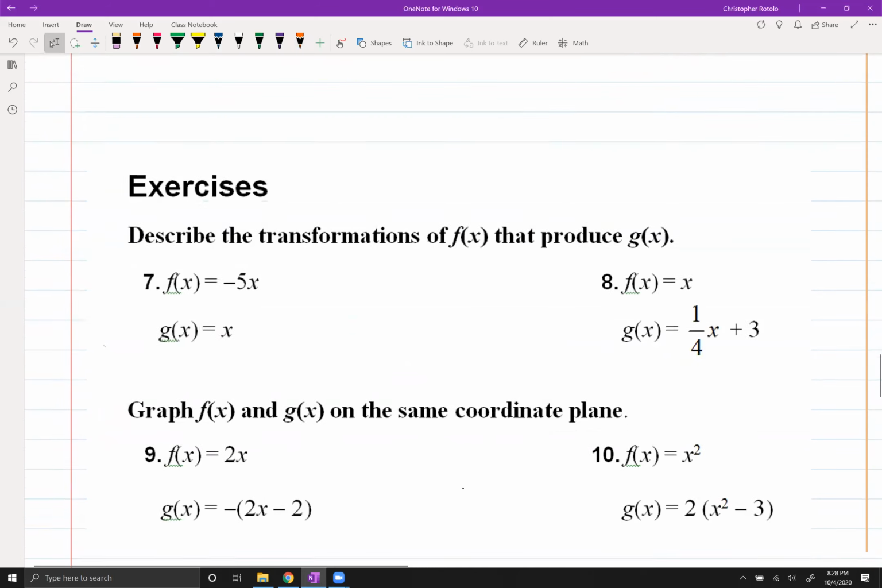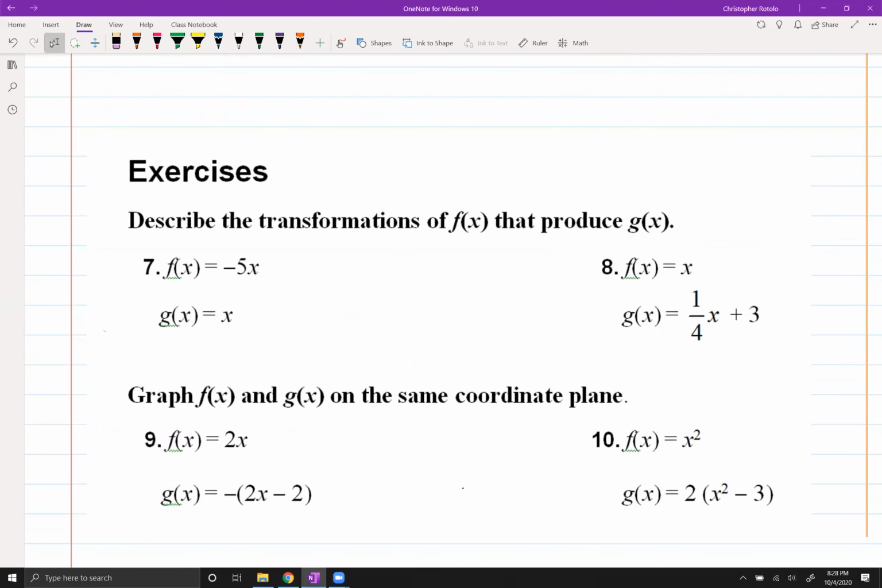All right, so we're going to describe the transformations. So I'm going to deal with a couple of these. I'm going to go from f of x and turn it into g of x. Well, they have one single number, -5, but that actually means two things. It means an x-axis reflection, and it also is multiplied by 5. So is that a vertical stretch or vertical compression? Well, it should get taller, so it's a stretch. Even though it's upside down, it's taller.